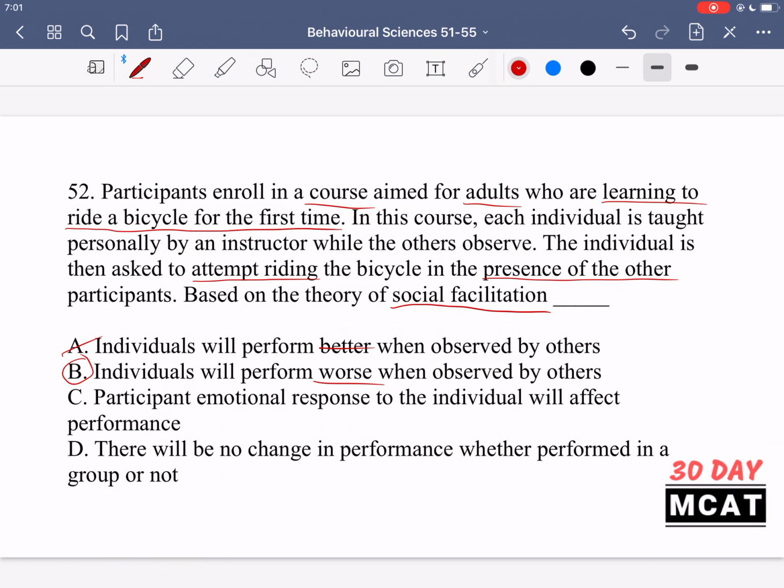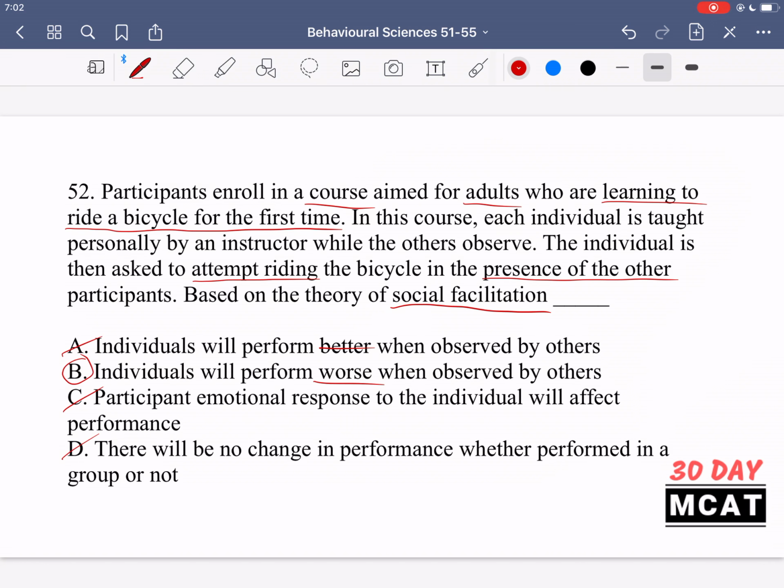And C is just saying that the participant's emotional response to the individual will affect performance. Sure, this is technically correct, and we can also accept this as a correct answer as well, that is what social facilitation says, but we can have a better answer because social facilitation goes further and talks about if the task is something which the individual is comfortable with or not.